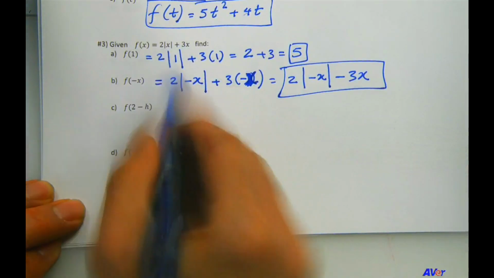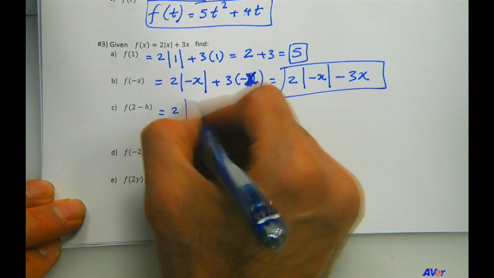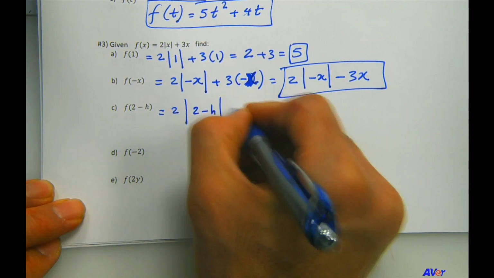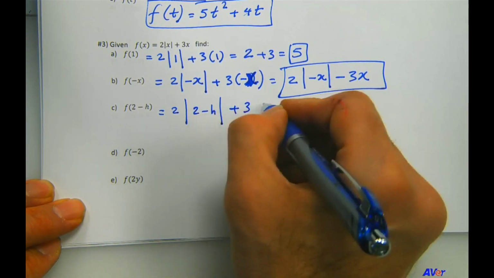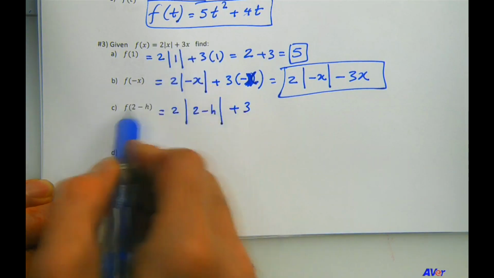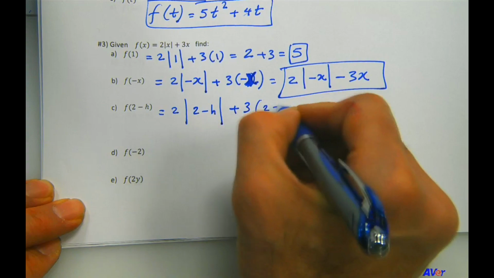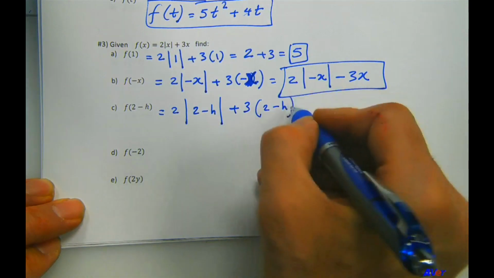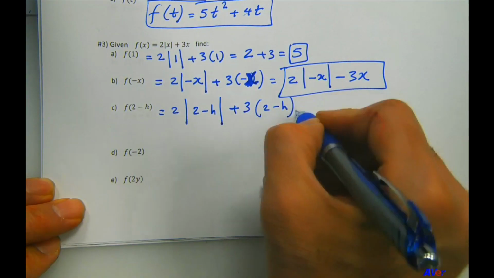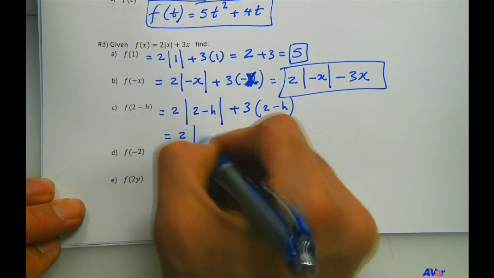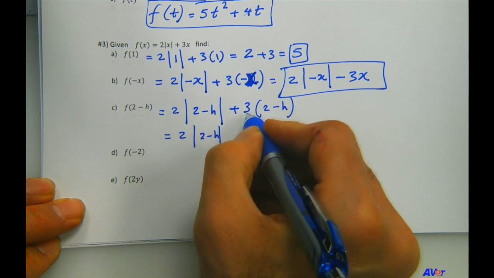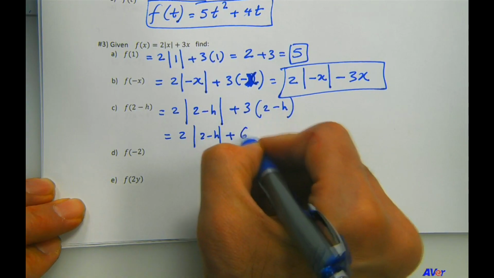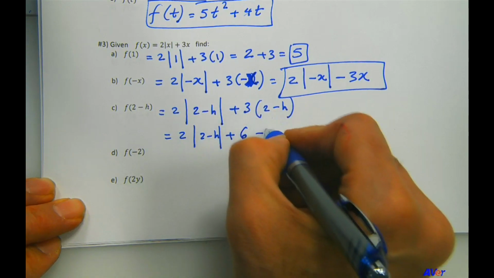Substitute 2 minus h in there. So 2 times absolute value, instead of x, 2 minus h. Are you following what's going on? I hope you are. 3 times, instead of x, 2 minus h. 2 minus h replaces wherever you see x. Okay? So, continuing here, we have 2 times 2 minus h plus, let's distribute this. We have 3 times 2 is 6. 3 times minus h, minus 3h.